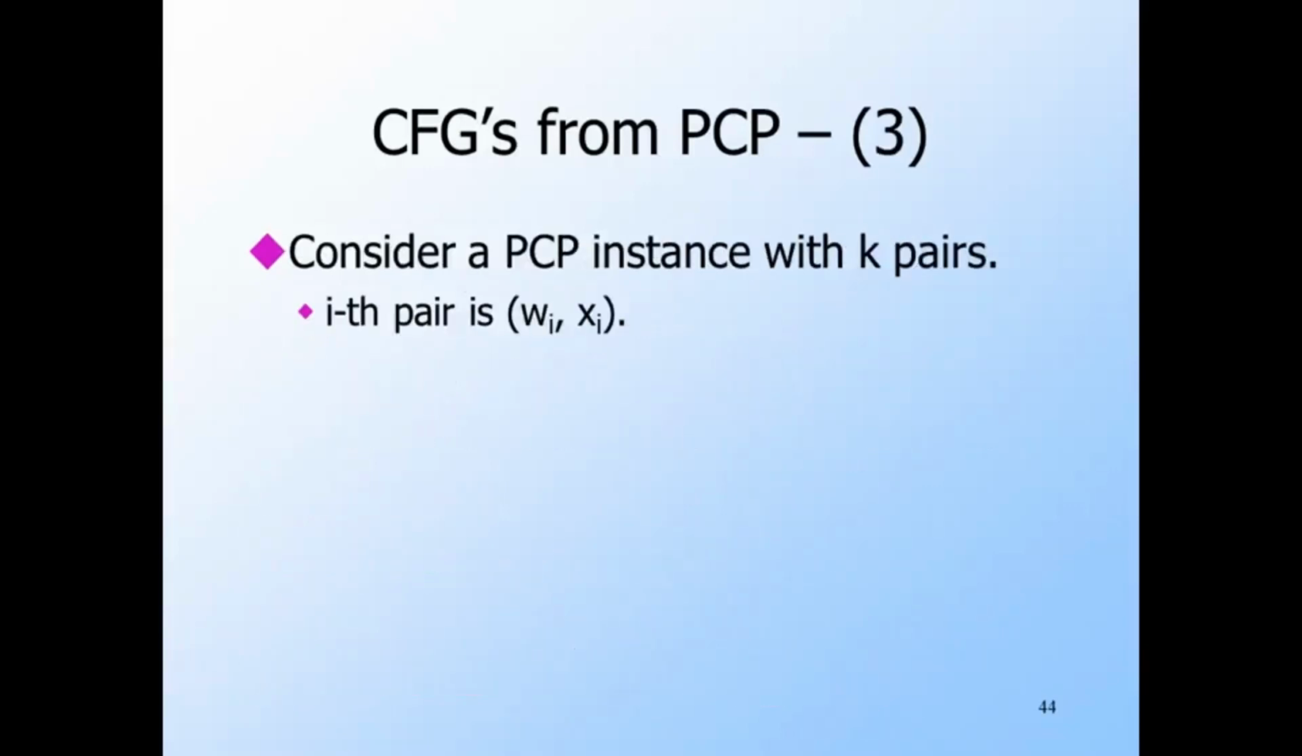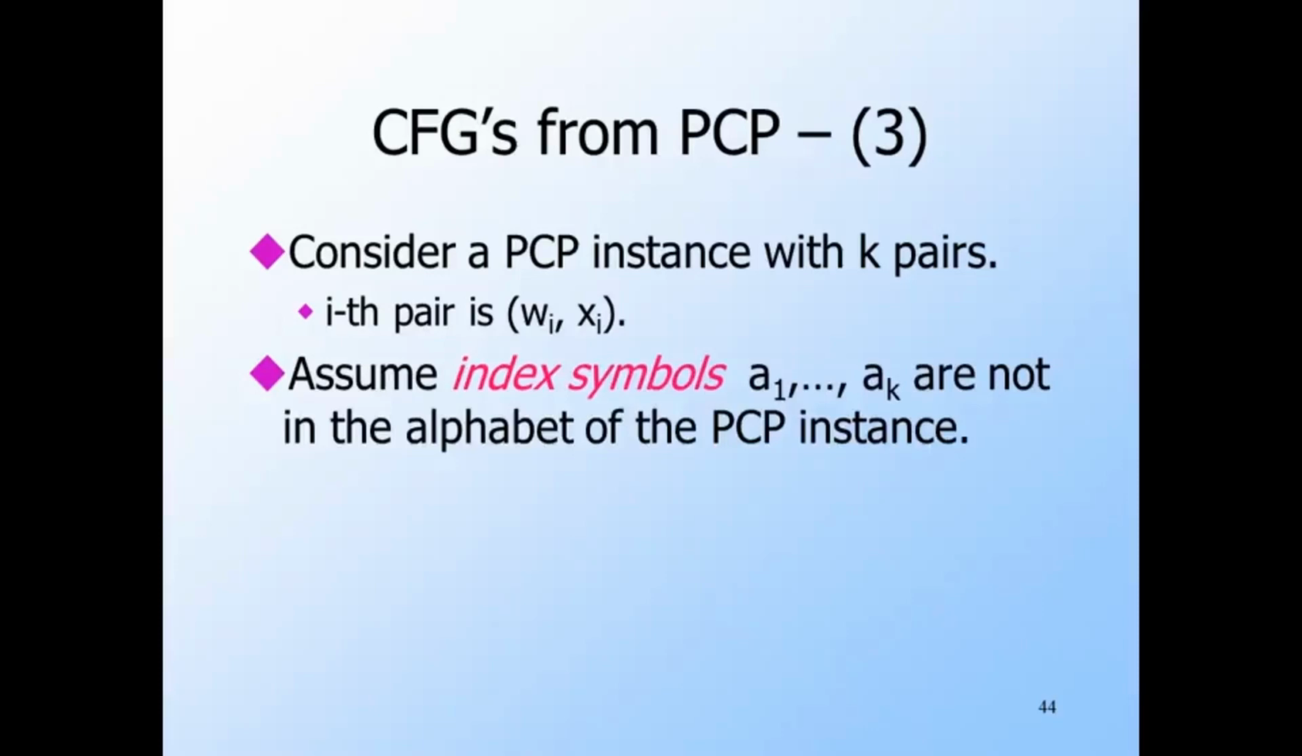Suppose we have a PCP instance with k pairs, and let the ith pair be w_i, x_i. We need k index symbols to represent the numbers of the pairs, and we'll use a1 through ak, which we may choose to be symbols that do not appear in the PCP instance itself. Notice that we're going to talk about reducing an uncoded instance of PCP, so it can have any alphabet, to an uncoded grammar, which also can have any symbols. However, the process we describe really takes place with all the symbols coded in the manners we have described. It is easier to follow the construction in the uncoded form, so that's what we'll do.